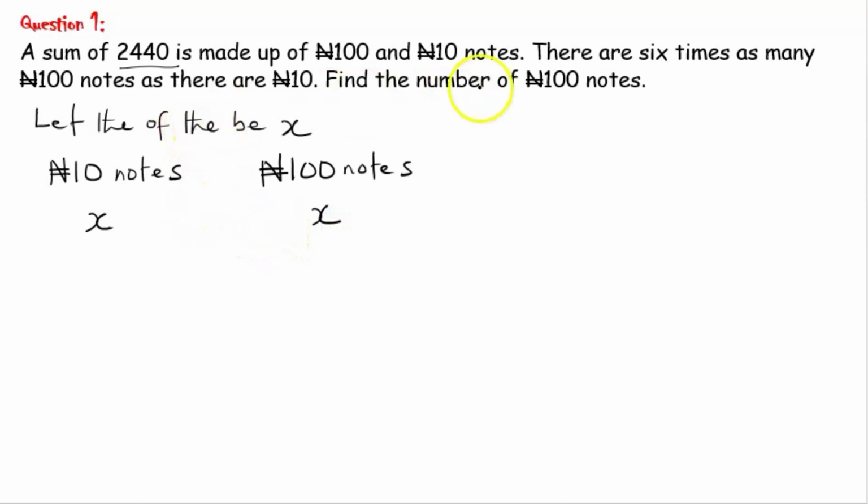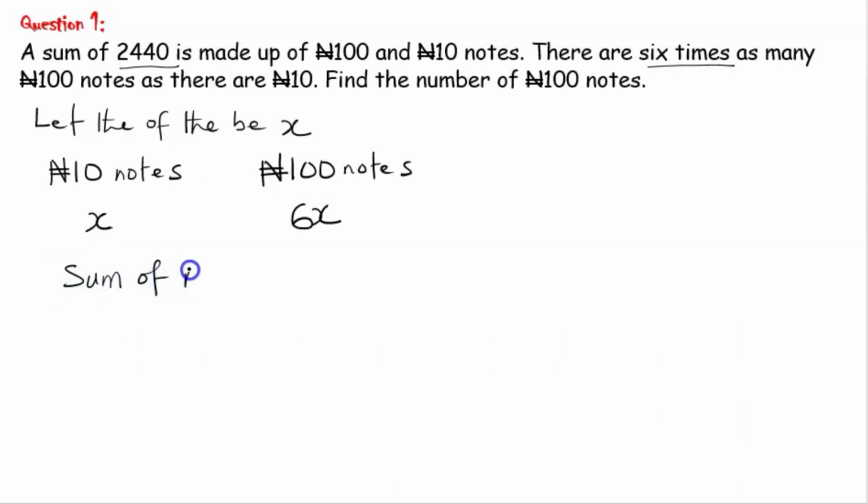The question went further to say there are 6 times as many 100 naira notes as there are 10 naira notes. So this is going to be multiplied by 6 because we have 6 times. Whatever number the 10 naira notes have, 6 times of it is what we are going to have for the 100 naira notes. Now the next thing we have to do is to find the sum.